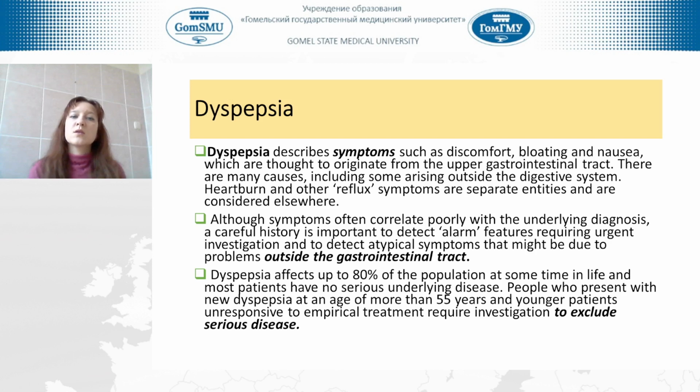A careful history is important to detect alarm features requiring urgent investigation and to detect atypical symptoms that might be due to problems outside the gastrointestinal tract. Dyspepsia affects up to 80% of the population at some time in life, and most patients have no serious underlying disease. People who present with new dyspepsia at an age of more than 55 years, and younger patients unresponsive to empirical treatment, require investigation to exclude serious disease.